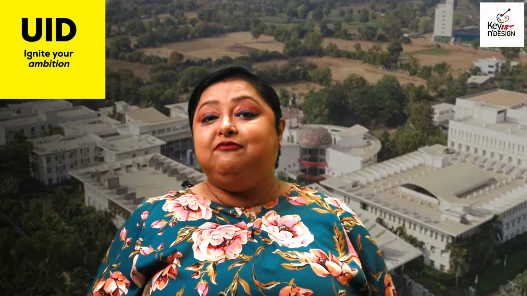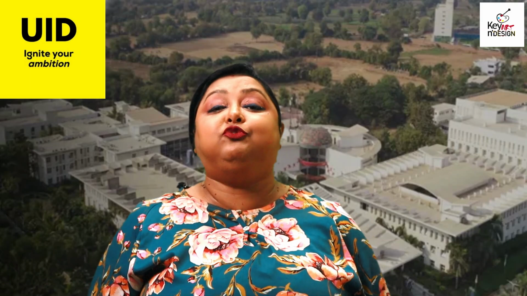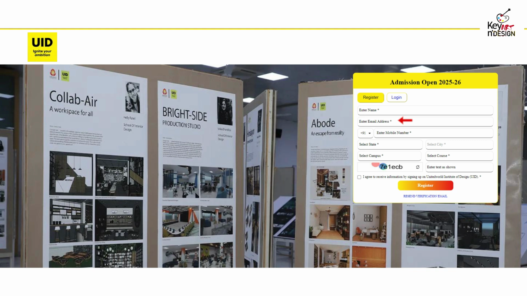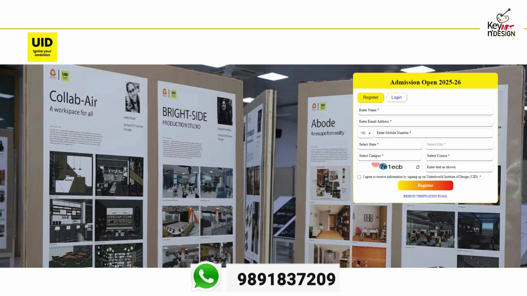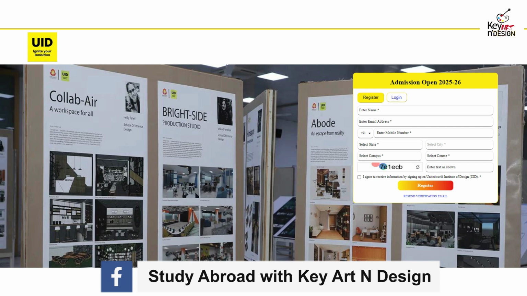So now my team will show you about UID form filling. So let us go and see how you have to fill the form. In the first page of admission, register yourself by entering your name, email address, phone number, your state and city, campus you want to go, and select the course you want to study. Then enter the text as shown in the box and click on the box as shown in the video.